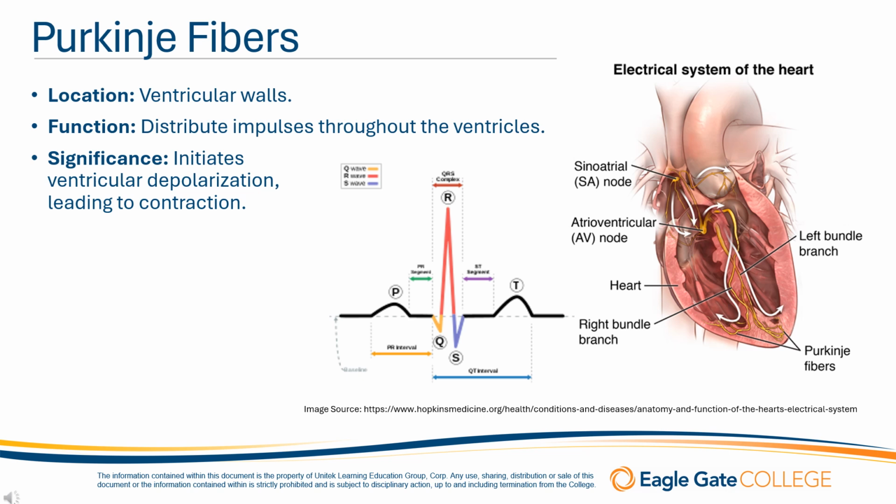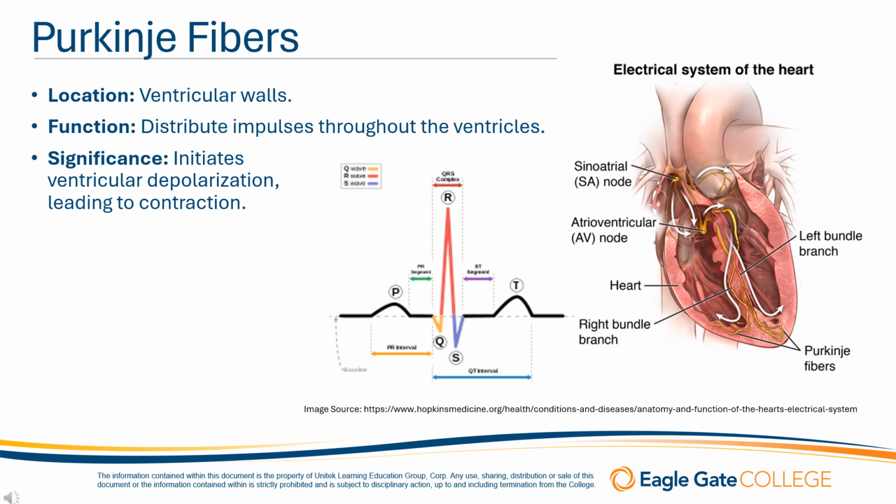Specifically, remember, the right ventricle pumps deoxygenated blood to the lungs via the pulmonary artery, while the left ventricle pumps oxygenated blood to the rest of the body via the aorta. The primary role of the Purkinje fibers then is to initiate ventricular depolarization. Depolarization is that process in which the electrical charge within the heart muscle cells changes, leading to muscle contraction.